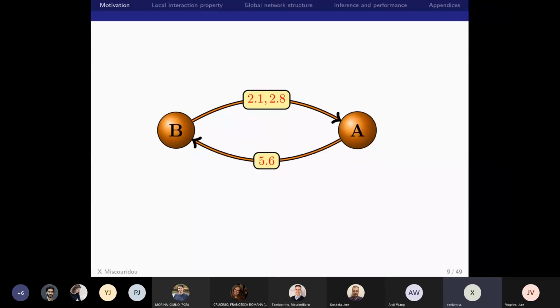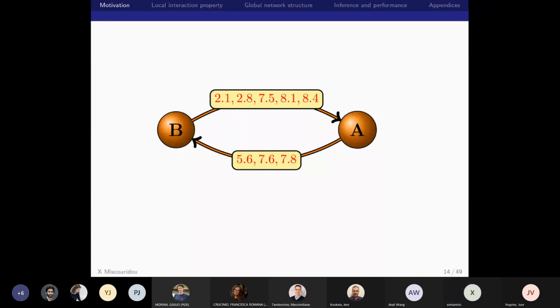And then A finally responded at some point. And then B sent another message. A responded. A sent another one. B sent another one, 0.8.1. And then, a final one. So in this fixed time interval of 10 hours, there were these messages exchanged in these directions.